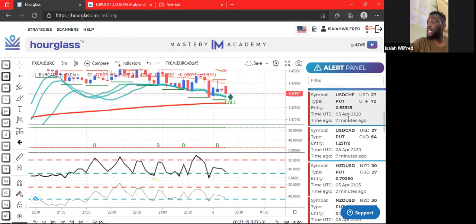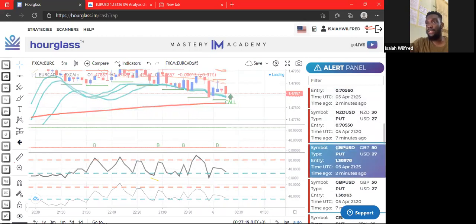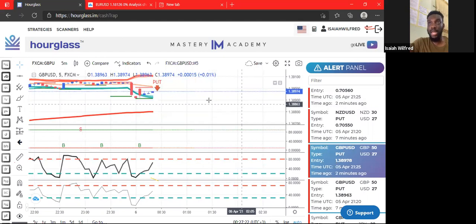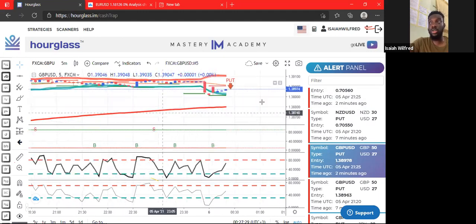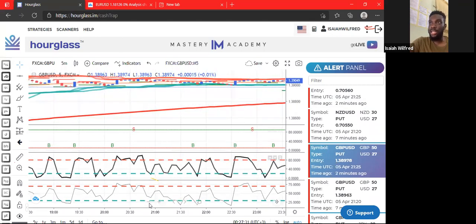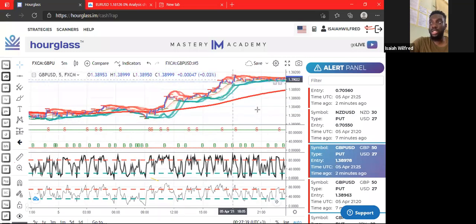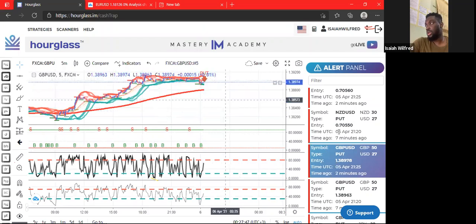So if you find the 200 moving average on top, like this one, you know this was formerly an uptrend before it started consolidating. Right now it's consolidating. So once the EMA is at the bottom, you want to be taking only calls, only buys. But right now, price is consolidating. So let me see if I can find another one.